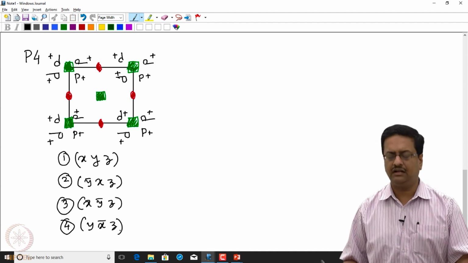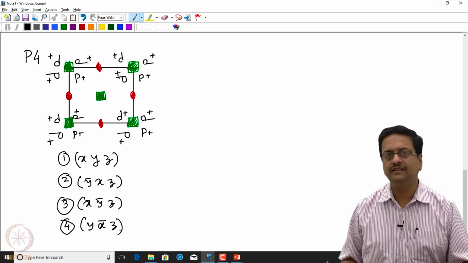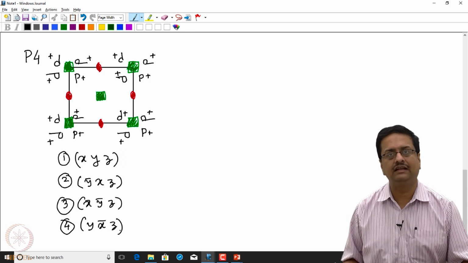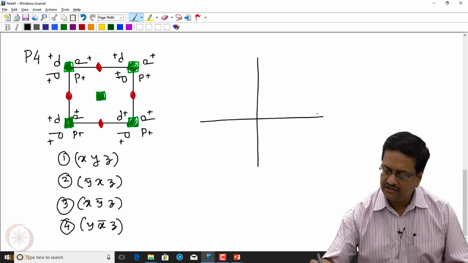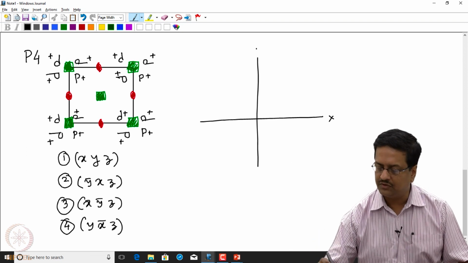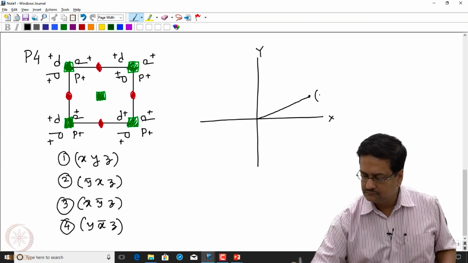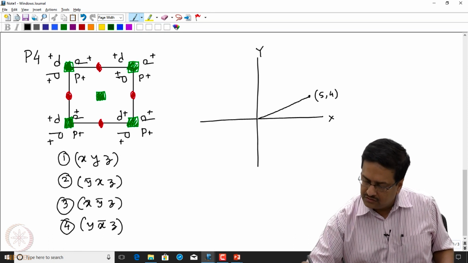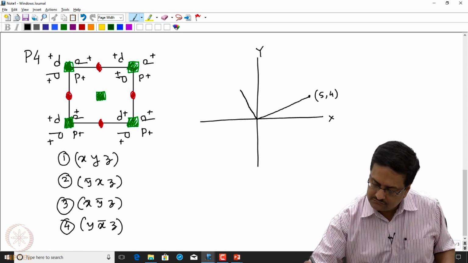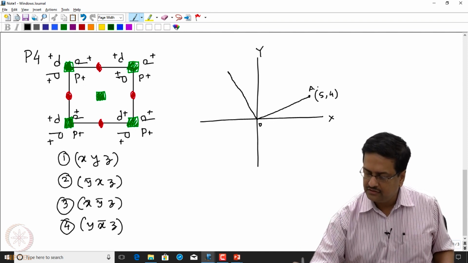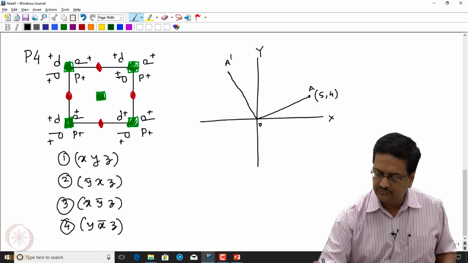You may be surprised what is happening. How come y is written in the place of the x-axis and x is written in the place of the y-axis? Let us try to see with a physical example. Take the point 5, 4, which becomes there. So OA becomes OA prime.